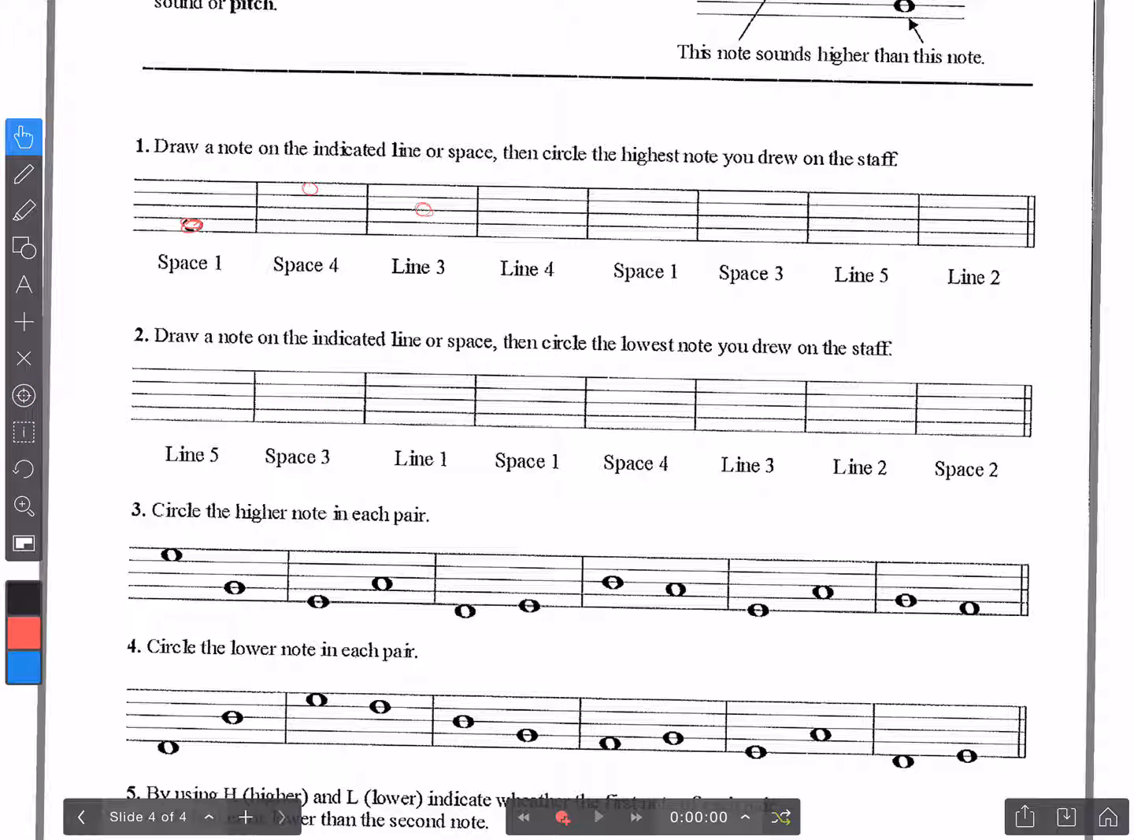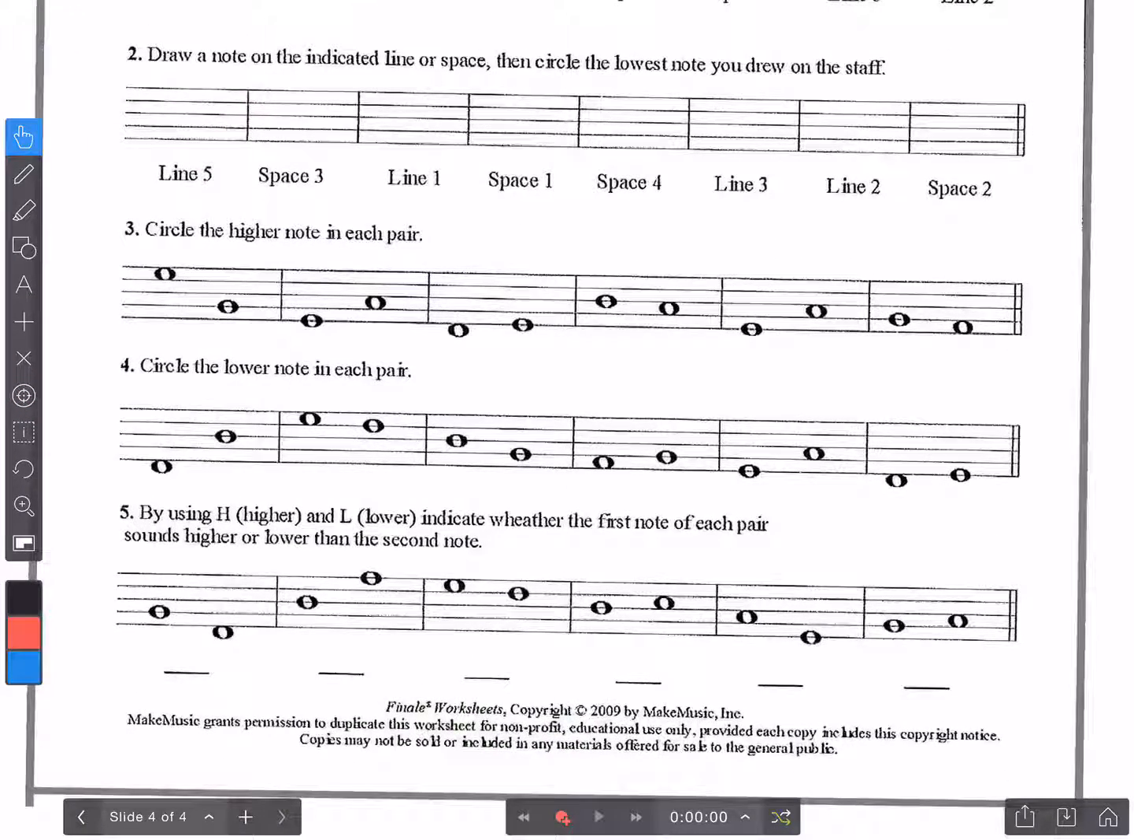Okay, moving on. Number 3, circle the higher note in each pair. This should take you all of 10 seconds. Woo! Okay. Number 4, circle the lowest note in each pair. Once again, should take not much time at all. And number 5, this is just kind of following direction. Indicate whether the first note of each pair sounds higher or lower than the second note.